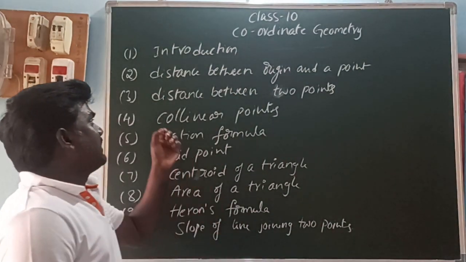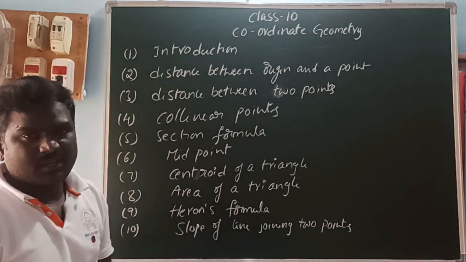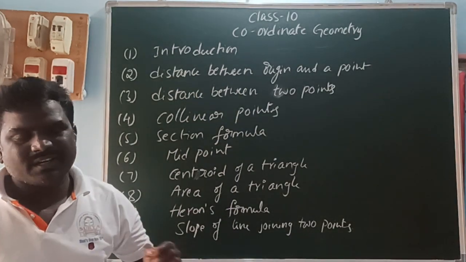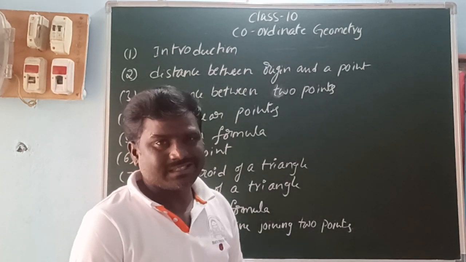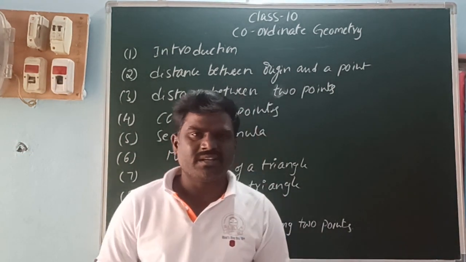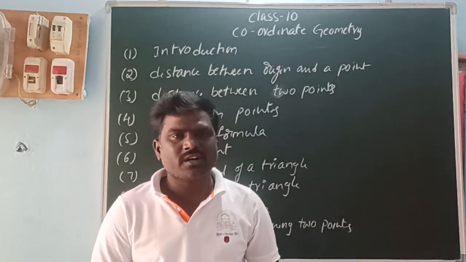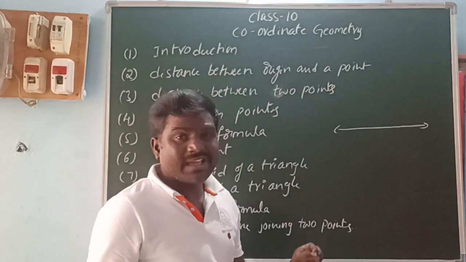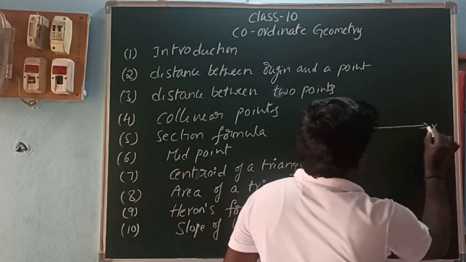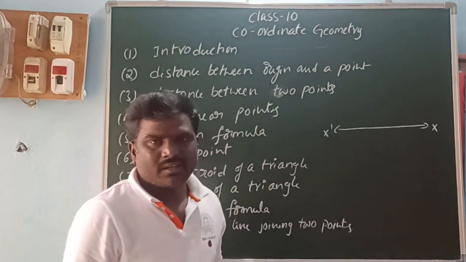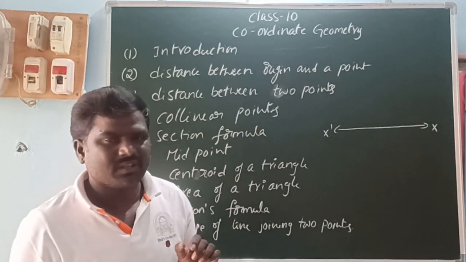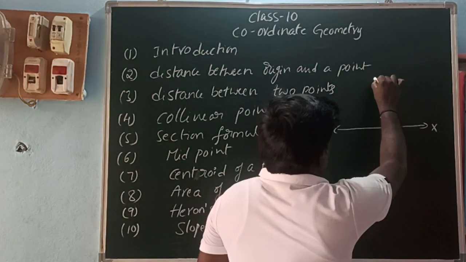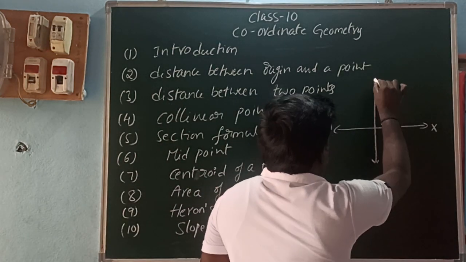So here is the introduction to coordinate geometry. Before we go to the explanation, what is called the x-axis, and what is called the y-axis? In a plane surface, the horizontal line is called the x-axis. Next, the vertical line is called the y-axis.